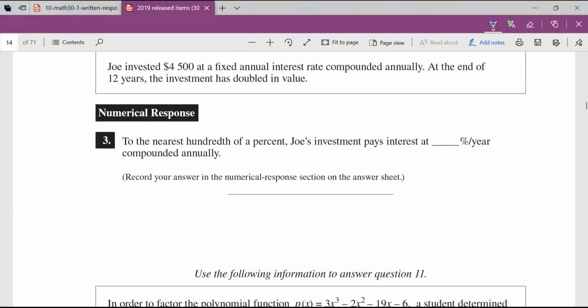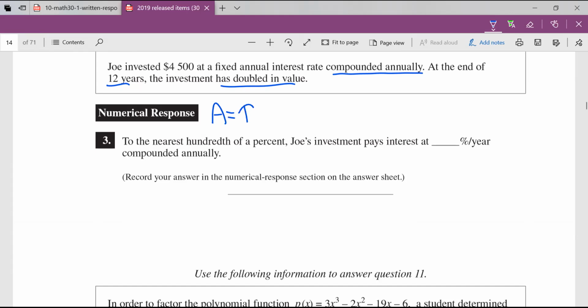Joe invested all this money at a fixed annual interest rate, compounded annually. At the end of 12 years, he's doubled his money. Okay, to the nearest 100th of a percent, what is his interest rate?